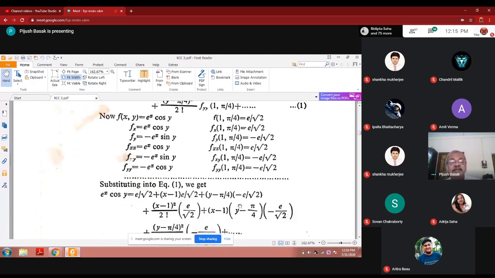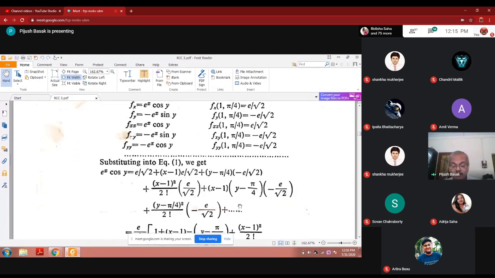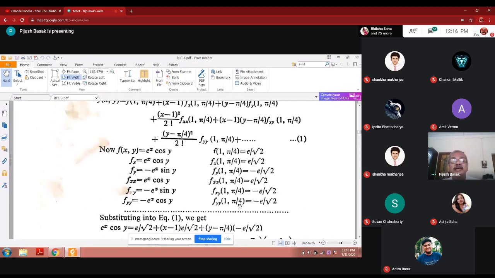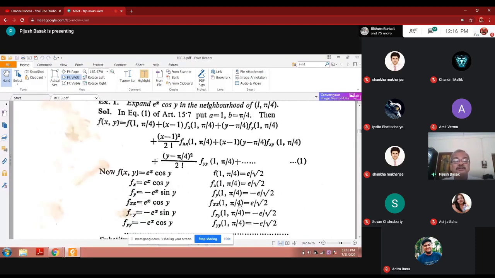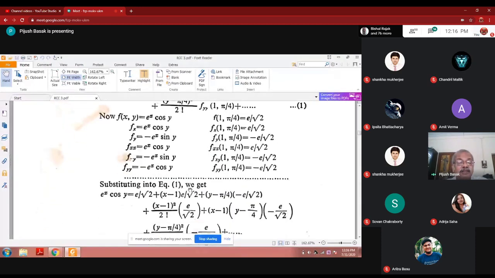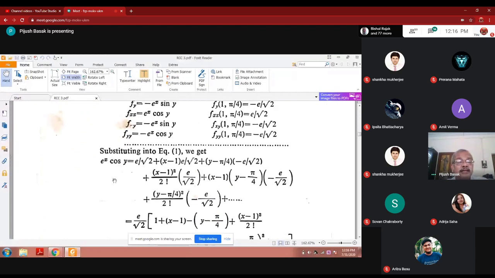So we substitute in the earlier equation. Just substitute these values one by one. So we will get this form. e to the power x cos y, by Taylor series expansion, we get e by root 2 plus (x minus 1) e by root 2 plus (y minus pi by 4) minus e by root 2 plus this one. So this is the final result.